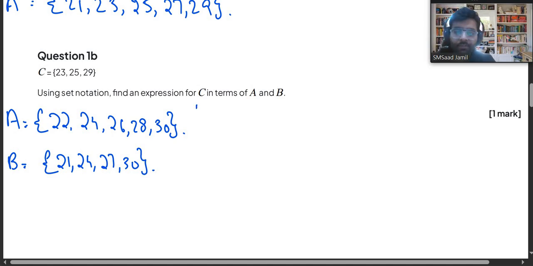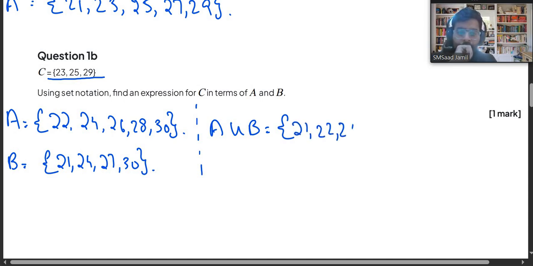So for example, if I do A union B, first of all I know that these elements are not in A and they are not even in B. So if I do A union B, it means I am writing the elements of A and B both combined, which is 21, 22, 24, 26, 27, 28 and 30.